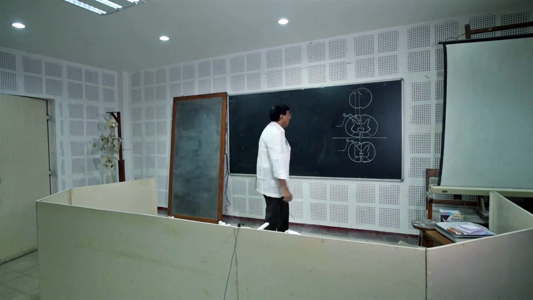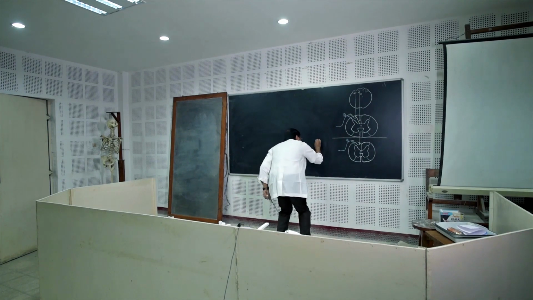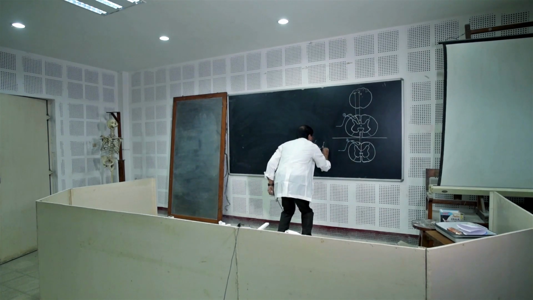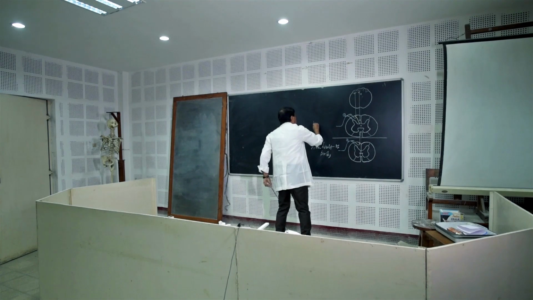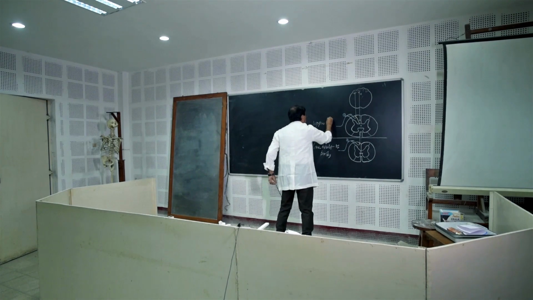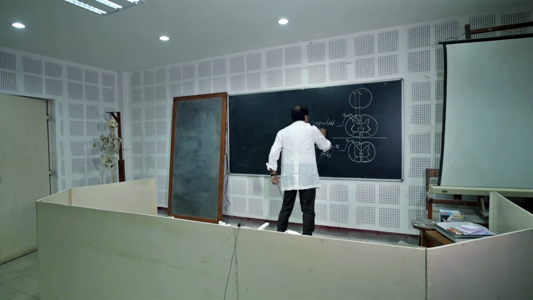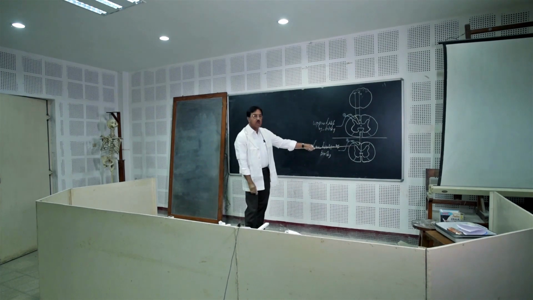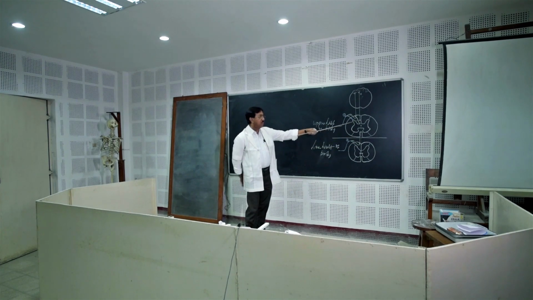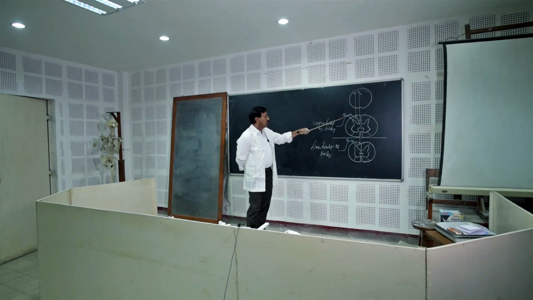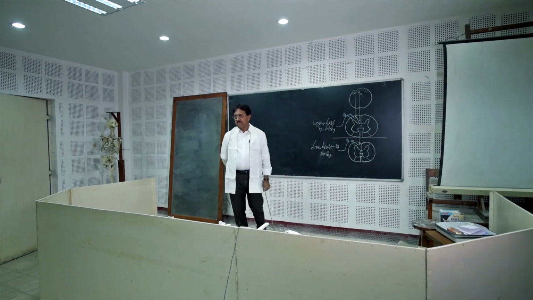And these five sensations are carried from the lower half of the body. This is below the line, the lower half of the body. This is the upper half of the body. Sensation carried from the lower half of the body, as it ascends to the upper segments of the spinal cord, is superadded laterally by the fibers entering from the upper half of the body.